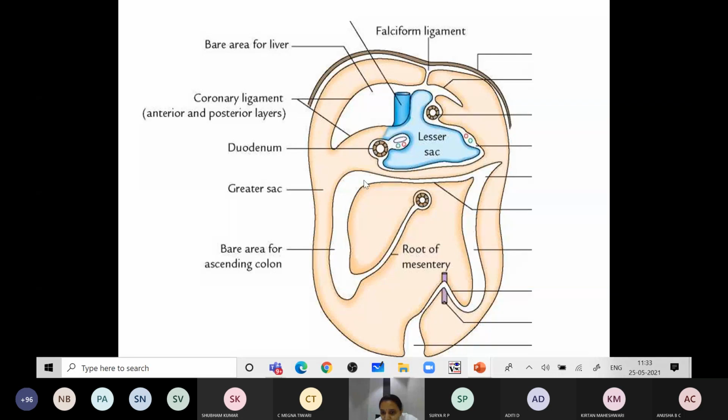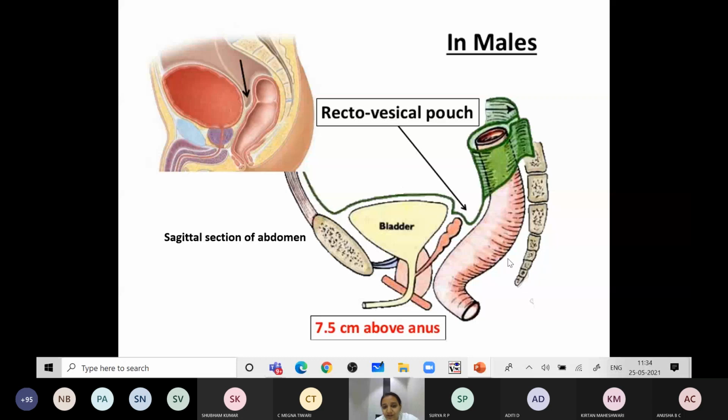The sigmoid colon and transverse colon are mobile because they are suspended by the mesocolon and sigmoid mesocolon. This is the root of the sigmoid mesocolon, where it is attached. The free border suspends the sigmoid colon. So from this part, it enters into the pelvic cavity. Here it covers the rectum. This is in the pelvic cavity, the sagittal section. Here we can see this is the rectum.